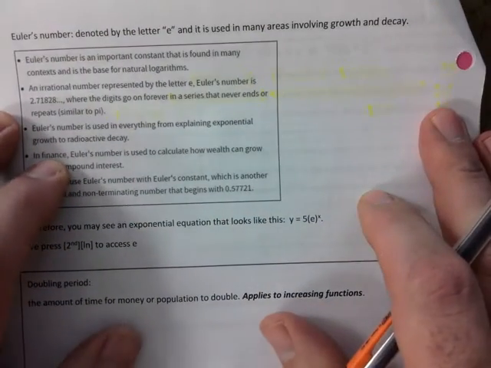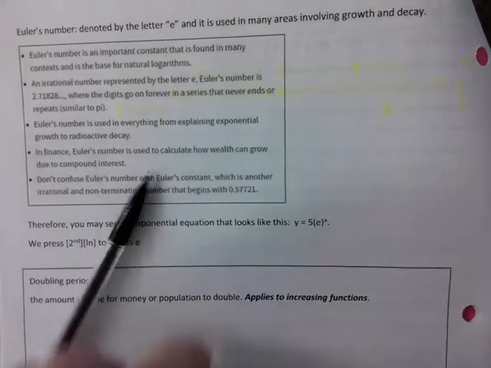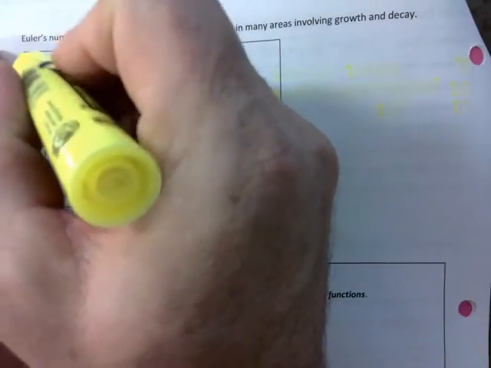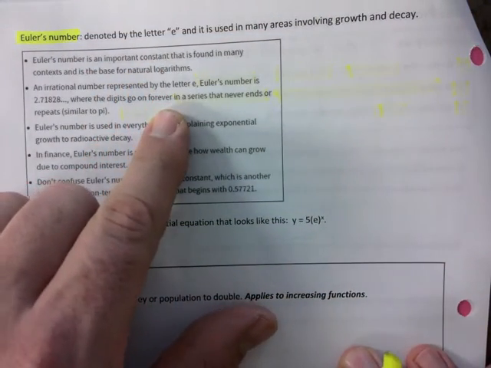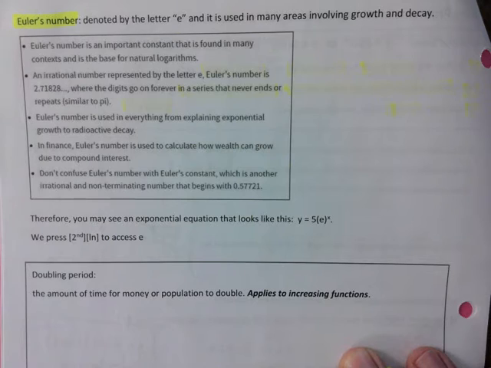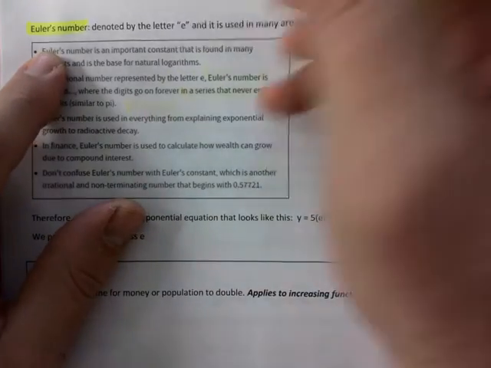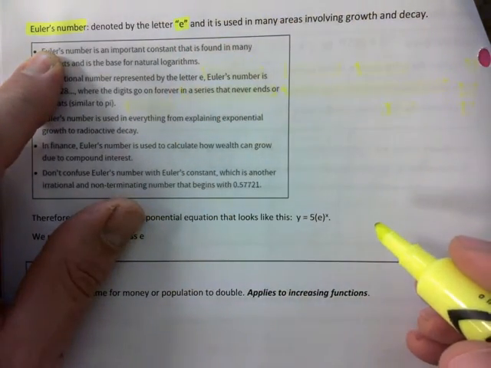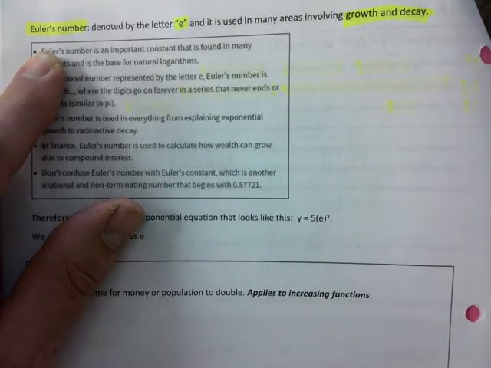I need you to be aware of the variable e, right? Euler's number, not Euler's constant. It's Euler's number because Euler actually has two numbers attributed to himself. He was a brilliant mathematician. He came up with Euler's constant and Euler's number. Well, somebody else named it after him, right? But you need to know the letter e, and it's used in many areas involving exponential growth and exponential decay.